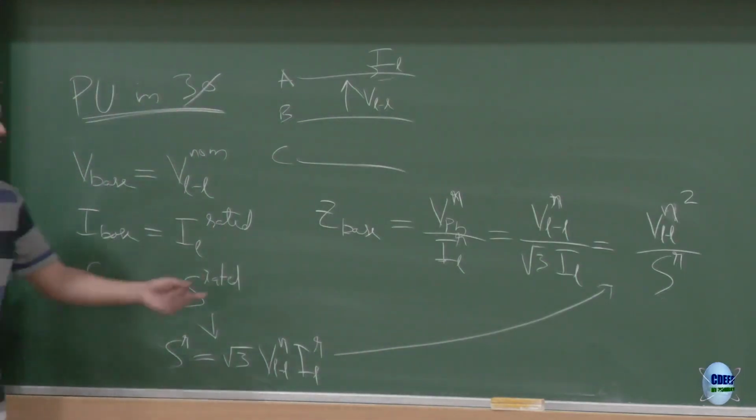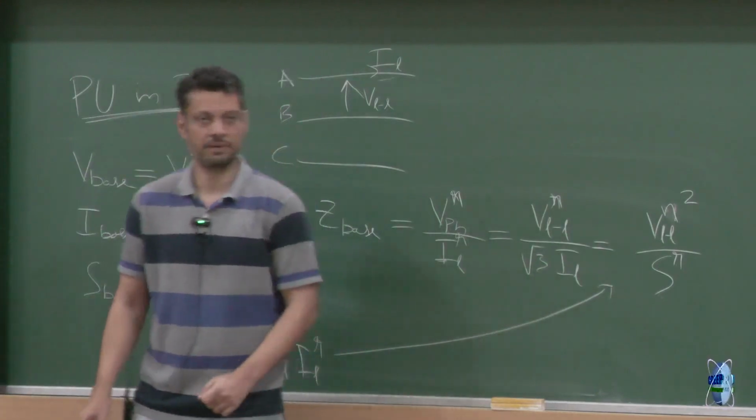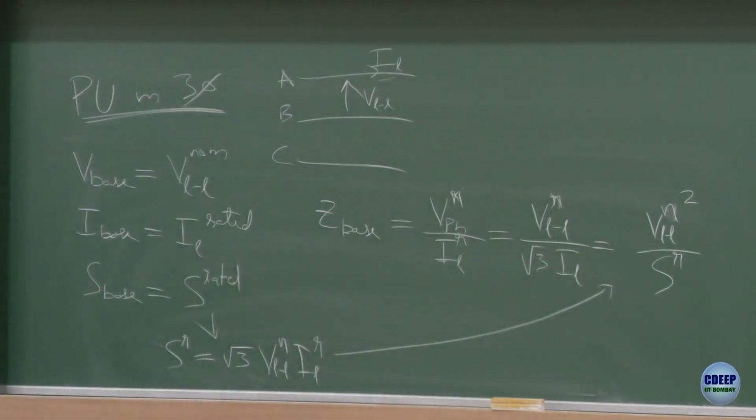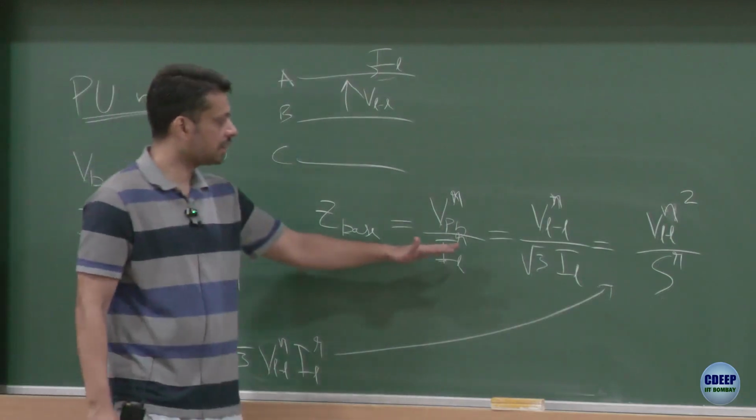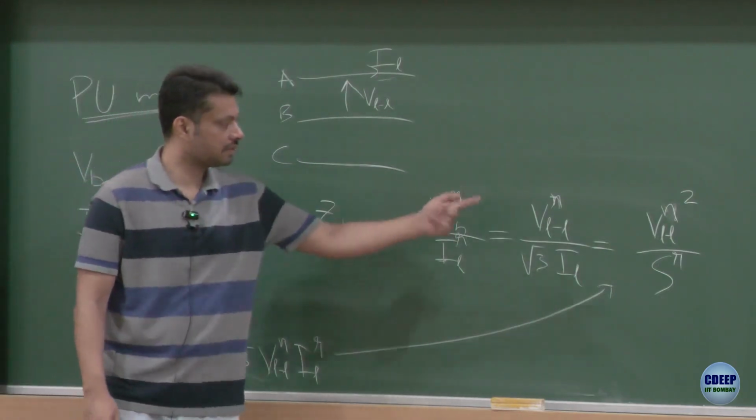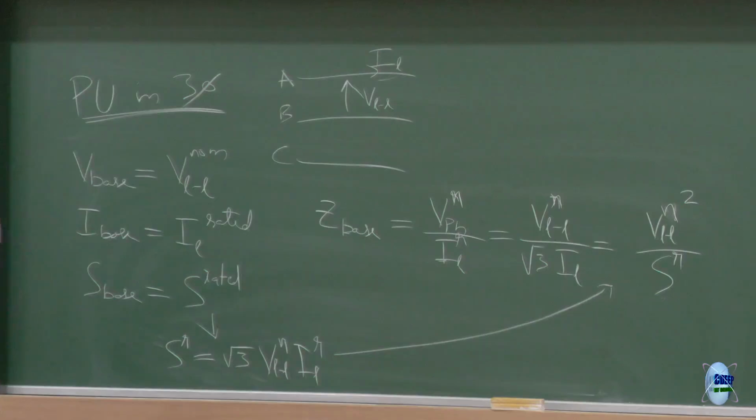So you can remember any of these 3 things and that is perfectly fine. That is a definition, of course you can say why are you defining it this way, I want to define it the other way. There is no argument there, you can define it any way you want. That is the common practice how Z base is defined, which is V square by S. And now whatever we did for single phase, we can do the same things here with these new base values if you are doing a 3-phase question.